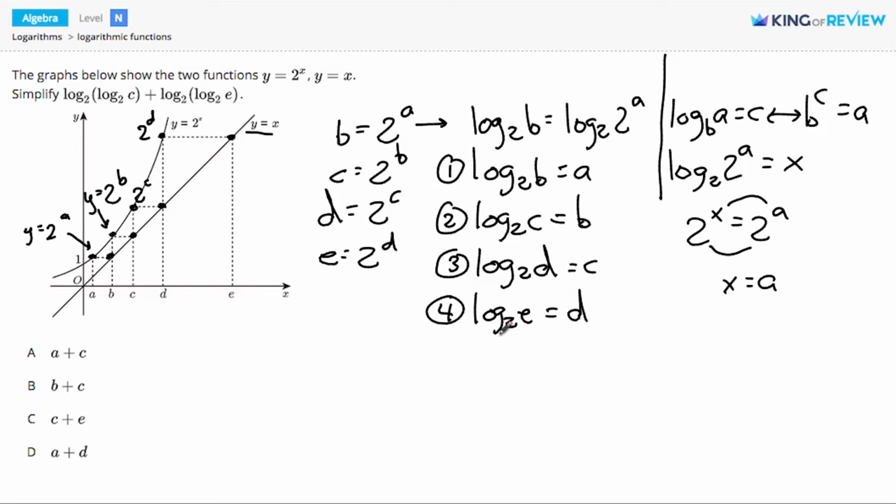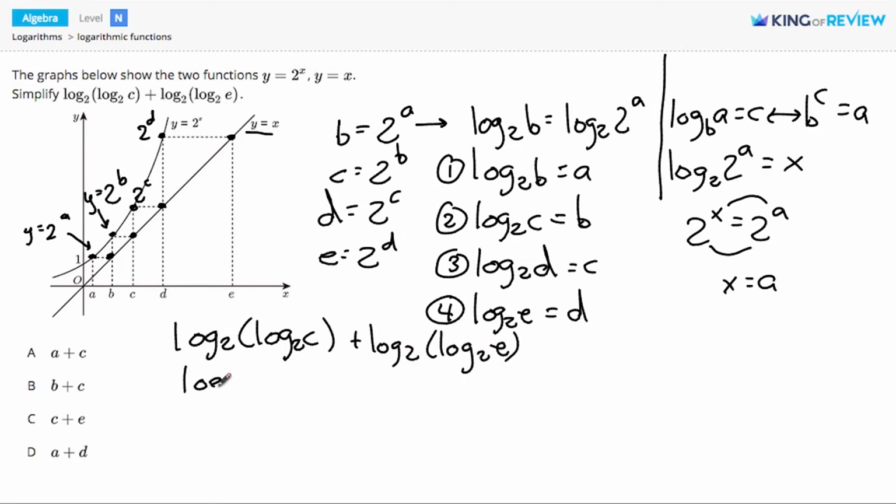So now let's come back to the original problem we're trying to simplify. We have the log base 2 of the log base 2 of c plus the log base 2 of the log base 2 of e. But now we know that in our first log, the log base 2 of c is simply equal to b. So this is just the log base 2 of b. In the second log, we have the log base 2 of e, but according to equation 4, that's just d.